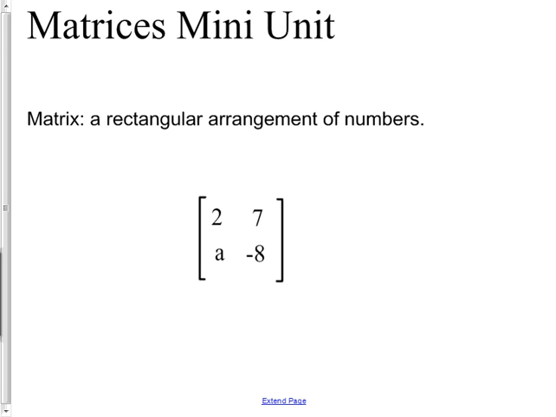The main idea is it's a rectangular arrangement of numbers. And these are each called an element. I've also heard them called other things, but we're going to call them an element of the matrix.